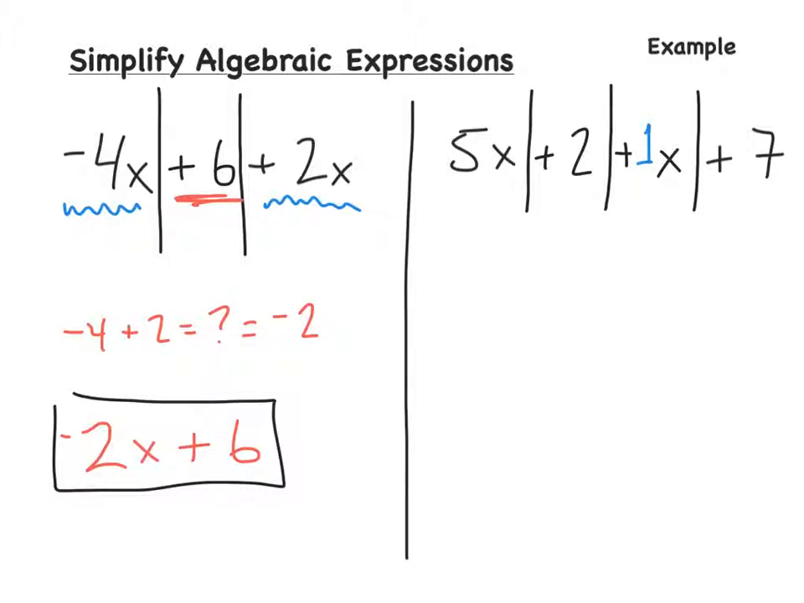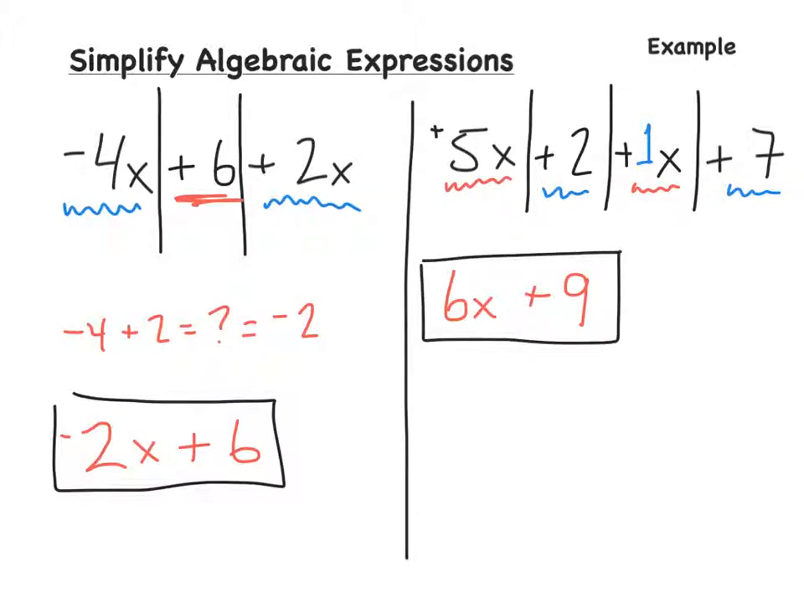So let's combine some like terms. We have a 5x. This is a positive 5x. If there's no sign, then it is a plus 5x. So we have a positive 5x, and then we have plus a 1x. So 5x plus 1x is equal to 6x's. And then we also have two constants. We have a plus 2, then we have a plus 7. So 2 plus 7 is equal to 9. So our final answer is 6x plus 9.